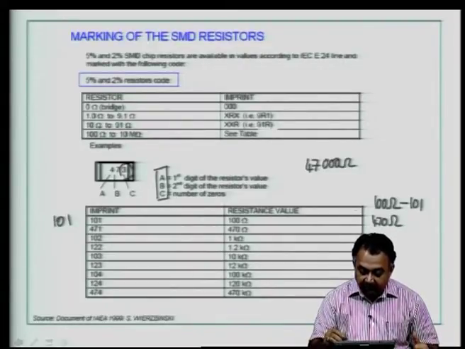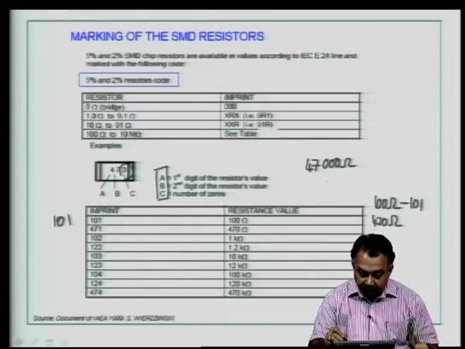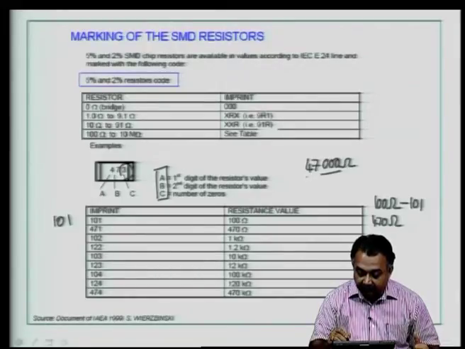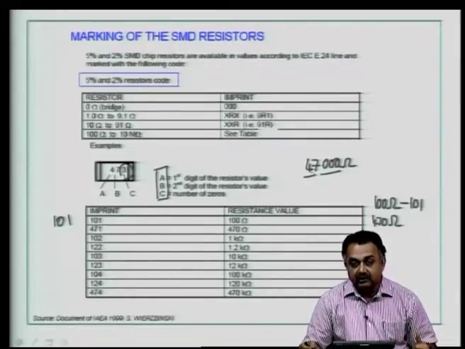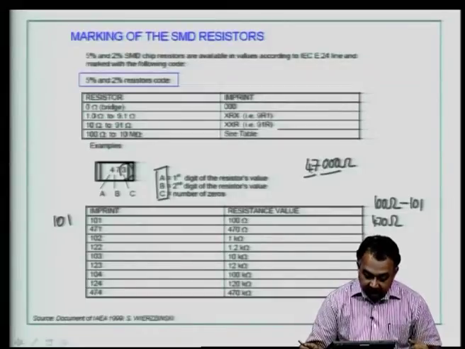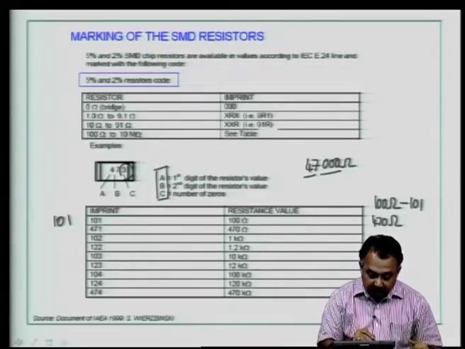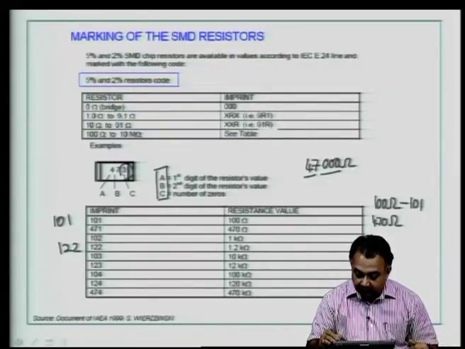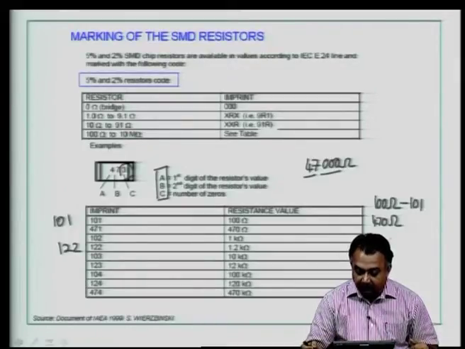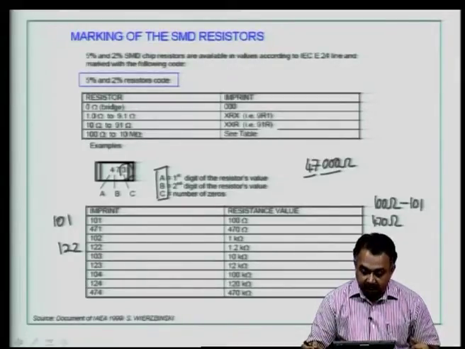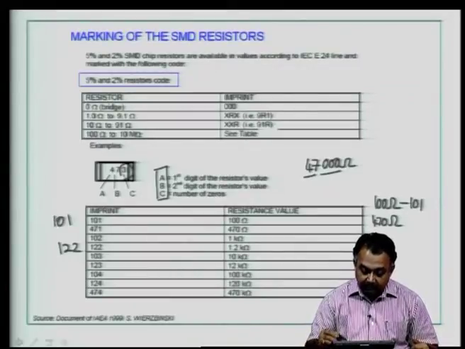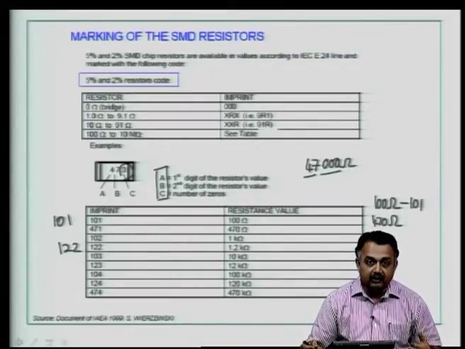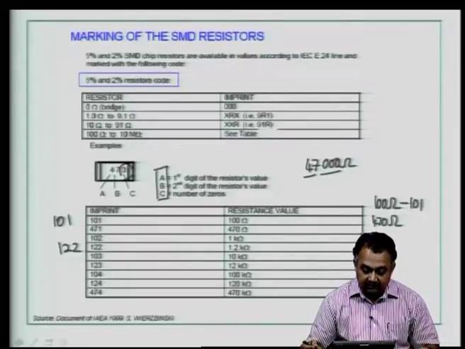So, 473 means you have a prefix of 47 followed by 3 zeros. So, this is the value of the resistor. If you have 122, for example, as the imprint, then you have 1 2 followed by 2 zeros, so it is 1.2 kilo ohms. That is how you get an idea of the marking on the SMD resistor.